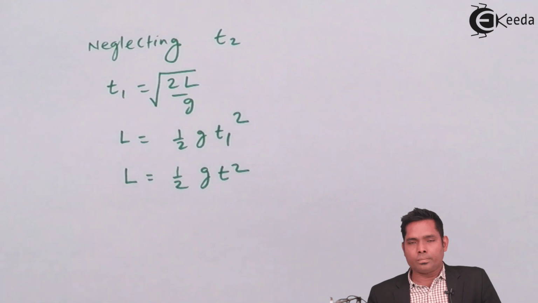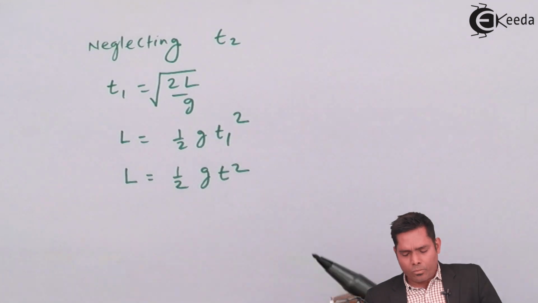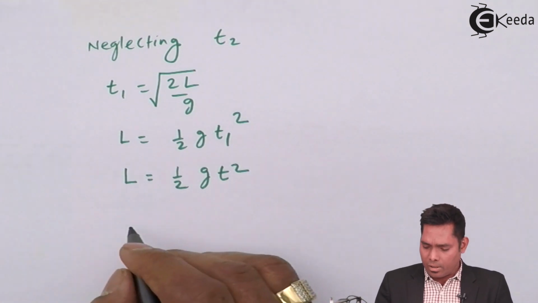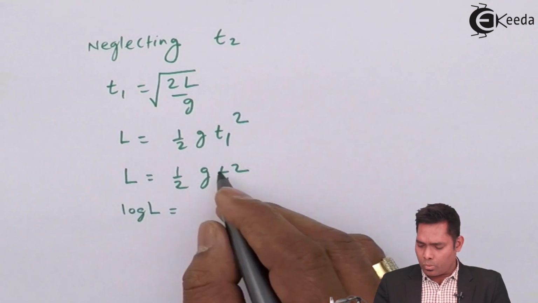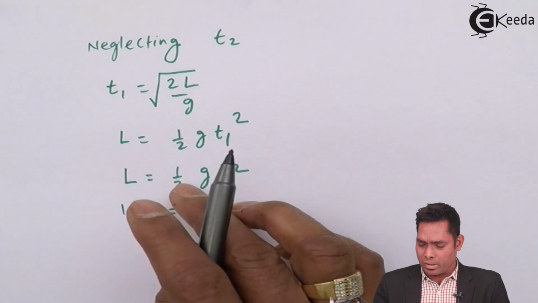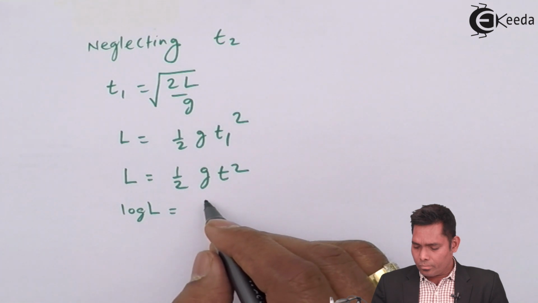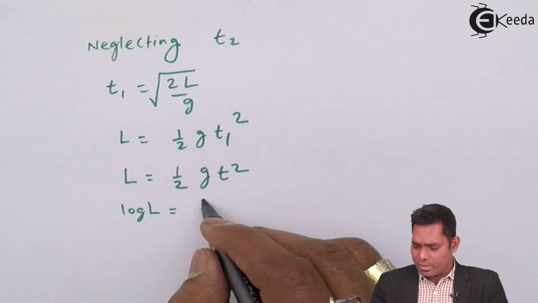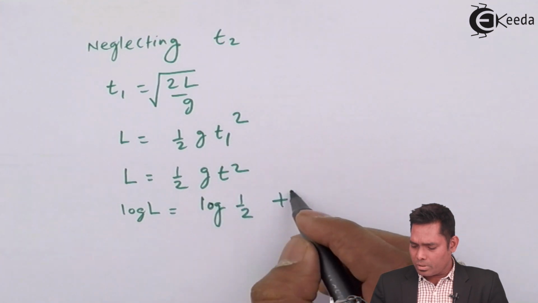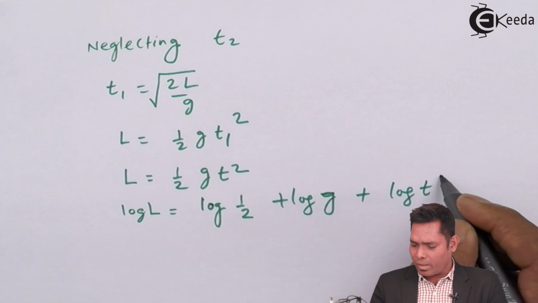Now what is the percentage error? If I take the logarithm on both sides of the equation, then I'll get log of L equals to, this is a constant, G by 2, or I can say separately, log of half, since it is multiplied, it adds up: log of half plus log of G plus log of T square. This way I can write that.